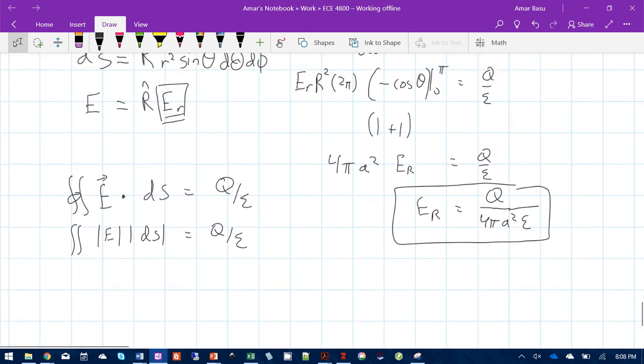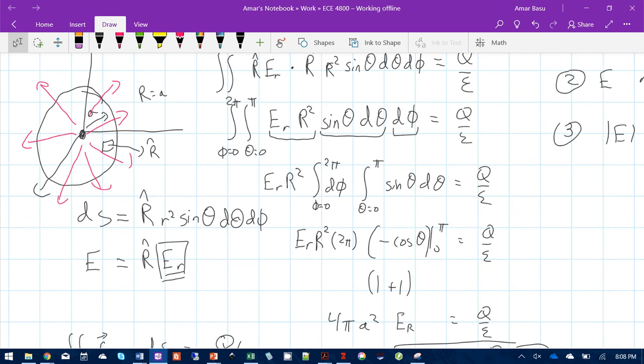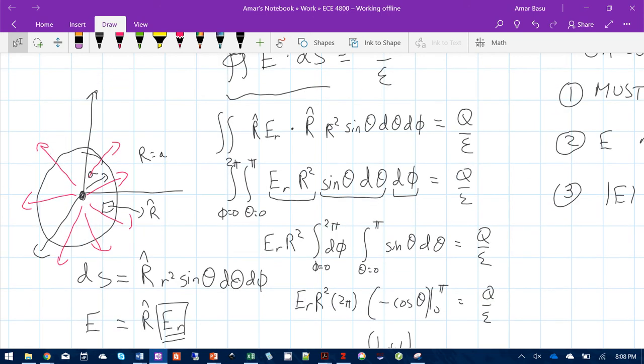Now, we're taking the integral of the electric field on this sphere. The magnitude of the electric field is equal everywhere along that sphere. So the shortcut here is that the surface integral is simply the magnitude of the electric field times the surface area. Does that make sense?